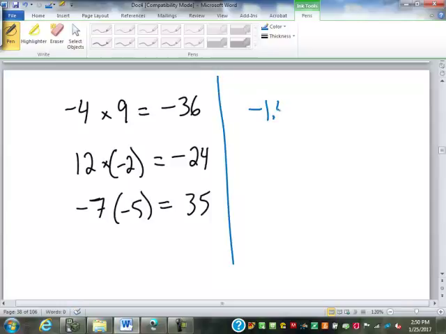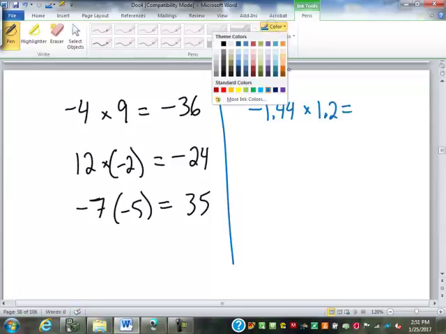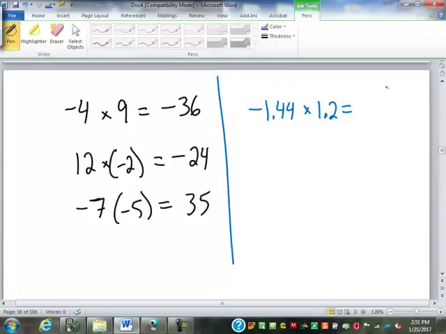If I have a negative 1.44 times 1.2, is that answer going to be positive or negative? Negative 1.44 times a positive 1.2. Positive or negative? Negative times a positive is negative, right? 1.44 times 1.2 is 1.728.